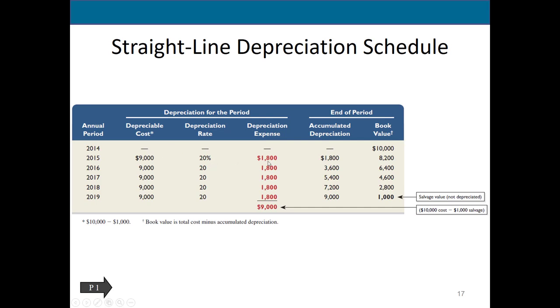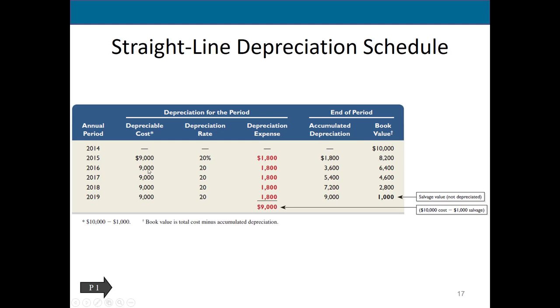9,000 times 20% is 1,800. It's the same thing as 10,000 minus 1,000 divided by 5 years, right? That gives us our depreciation expense. We now, in 2015, have accumulated depreciation of 1,800. So our book value is now dropped to 8,200. 10,000 minus the accumulated depreciation gives us our book value.